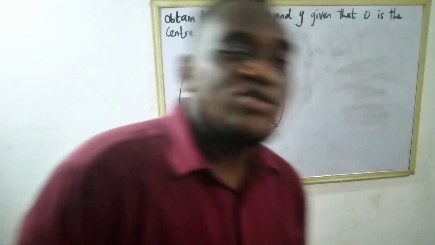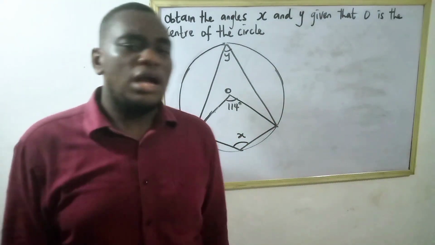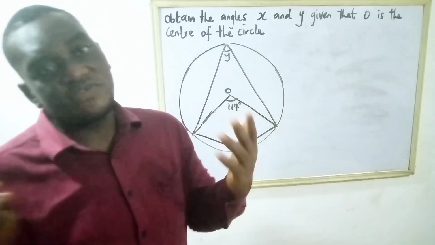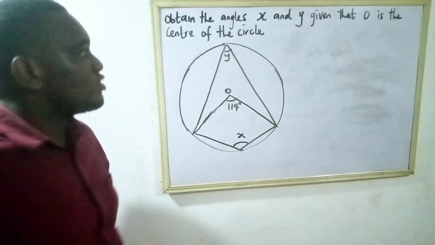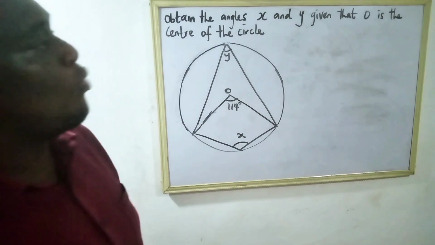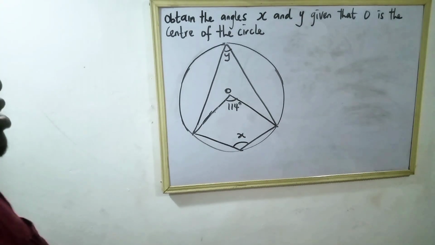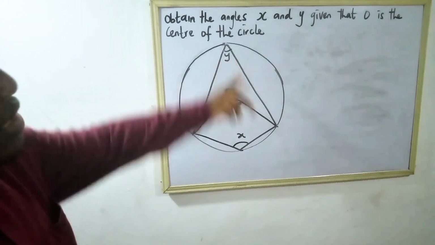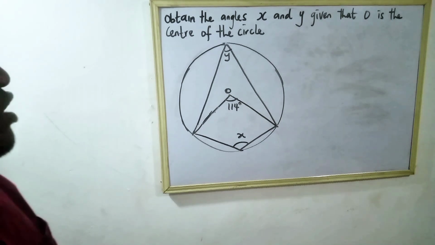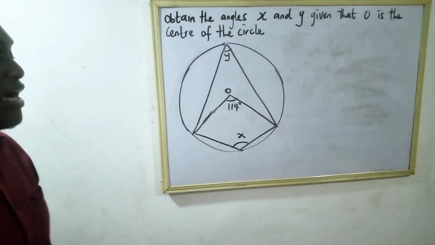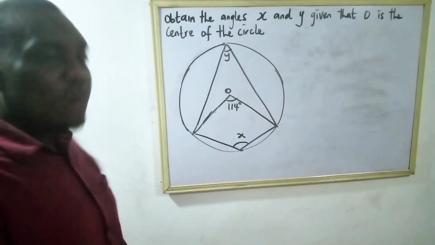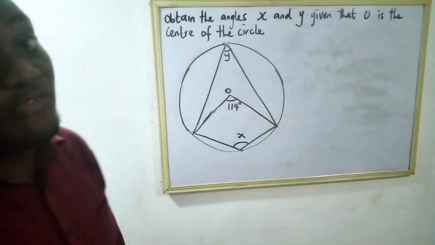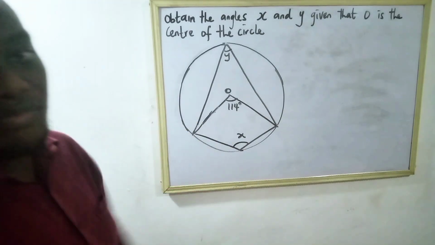This is an example of a question that can be thrown at you. And of course, how you go about this question, all you need to take note of is Theorem 2. Looking at the question, it says: obtain the angles x and y, given that O is the center of the circle. I have the diagram telling me to obtain angle x and angle y. From Theorem 2, we have stated that the angle at the center is always going to be twice the angle subtended at any other point on the circumference. There is a catch there: provided the angles are facing the same arc.